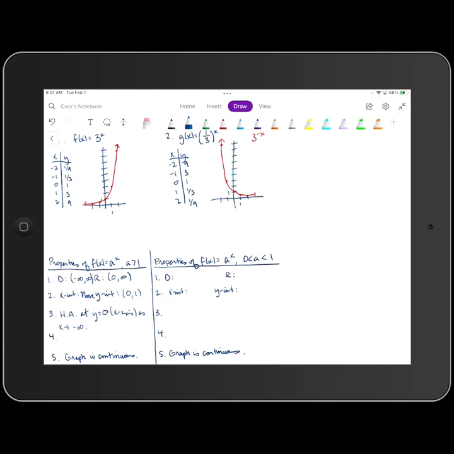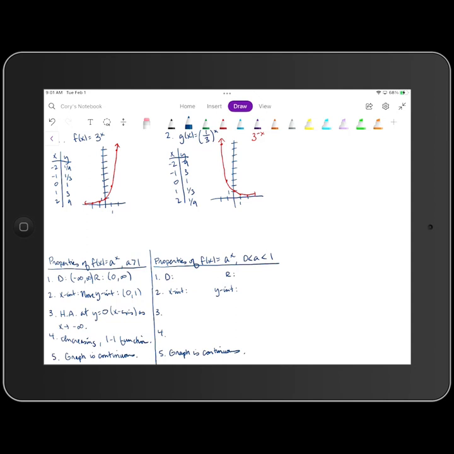Okay, property number 4 is that this function is increasing and one-to-one. I know it's increasing because as I move from left to right on that graph, it's moving in the upward direction. I know the function is one-to-one because it passes the horizontal line test. A horizontal line is only going to intersect that graph in one point.